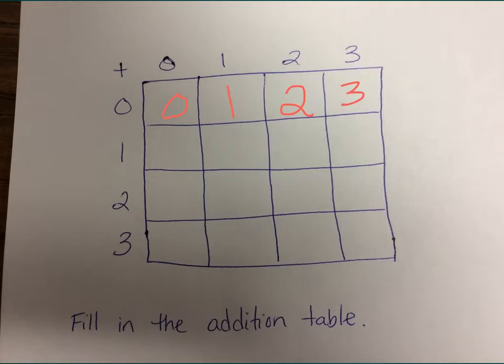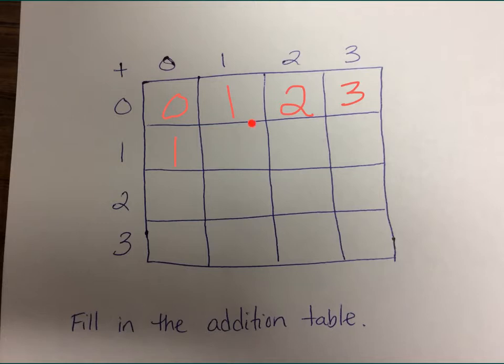Let's go down to the next row. This row starts with a 1, so that's going to be the first number I'm adding for each box. It'll be 1 plus something, 1 plus another number, 1 plus this number, and 1 plus another number. If I look at this box, it's in row 1, column 0. So that tells me I'm going to add 1 plus 0. And I know 1 plus 0 is 1.